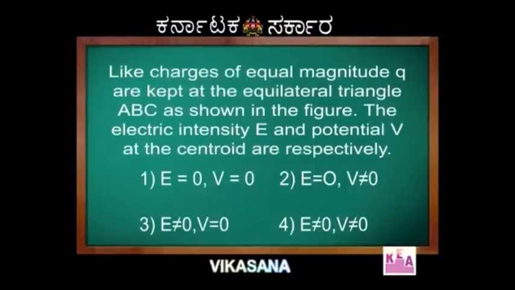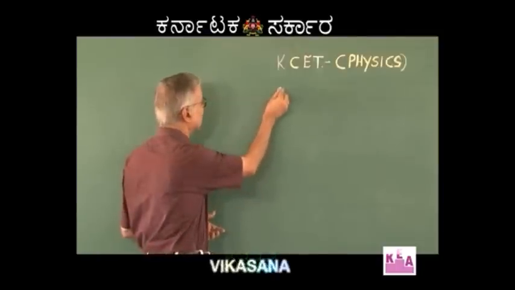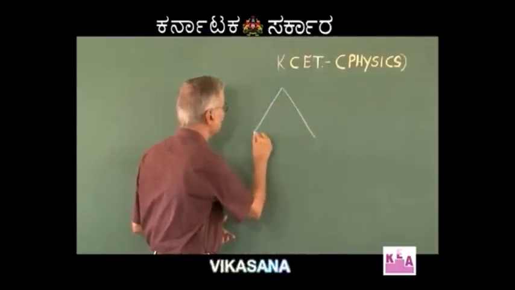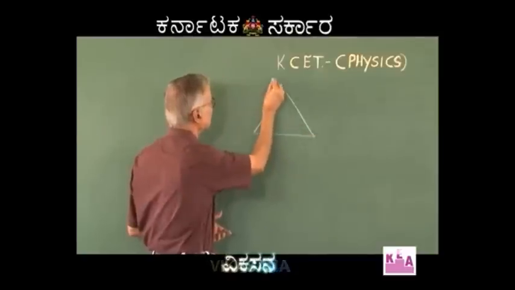Now, try to understand what is the concept in the problem and how you should have answered it. There is an equilateral triangle and the charge Q is placed at each of the corners.